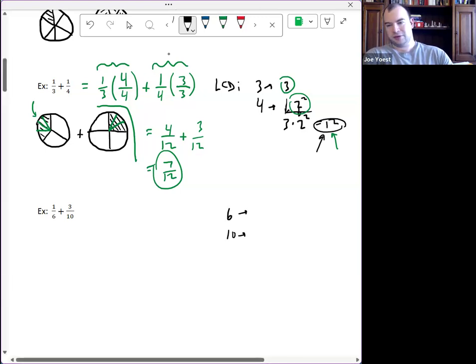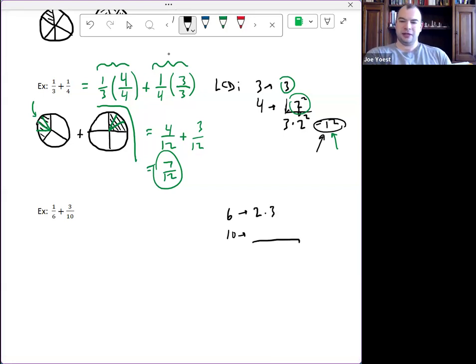I do a similar thing over here. 6 is 2 times 3. So when I hand you a bag of Legos and you say I want to be able to build a 6, it's got to be at least a 2 and a 3 block in there. 10 is made up of 2 times 5. That's its prime factorization.